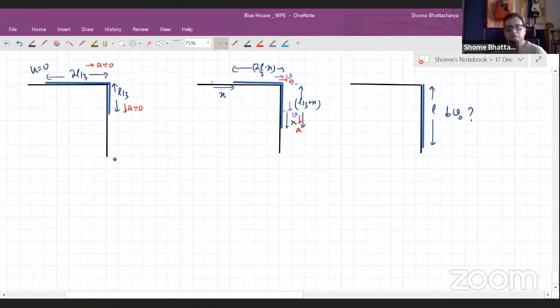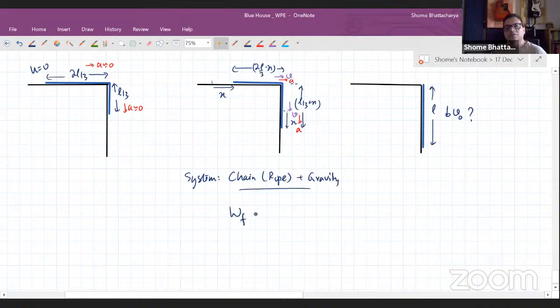So we will say that if we take my system as the chain or rope, whatever, plus gravity, then work done by friction is equal to change in kinetic energy plus change in gravitational potential energy. So now the thing is, to calculate work done by friction, we will need to use integration.